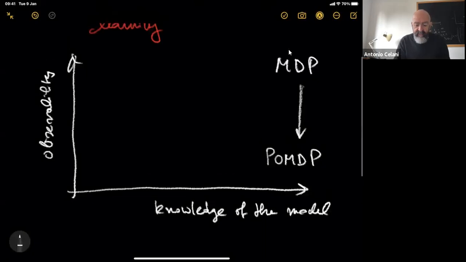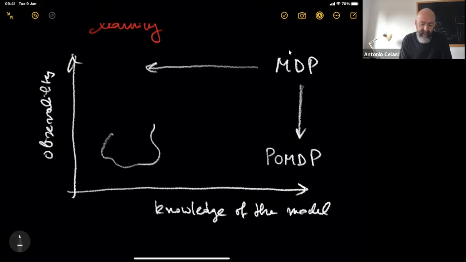All right, but now we're going to take a very different path. So we're going to move in the horizontal here. Okay, so remember that eventually we would like to come somewhere here. That is where the full reinforcement learning problem is sitting, which implies a combination of difficulties that come from lack of knowledge of the model, lack of observability, and all the rest. That is real life. Okay.